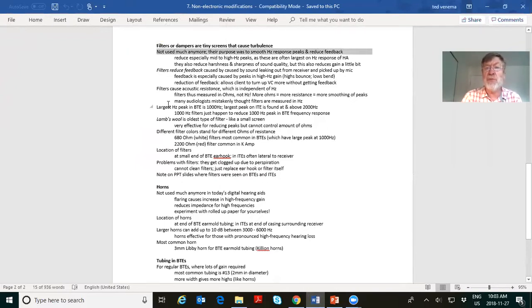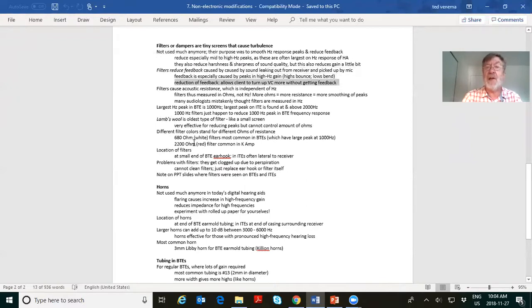Their purpose was to smooth the frequency response peaks and reduce feedback. Reduce especially the mid to high frequency peaks, because these are the ones prone to cause feedback. They also reduce the harshness and sharpness of sound quality. Filters reduce feedback caused by sound leaking out of the receiver and being picked up by the mic. It's especially caused by high frequency peaks.